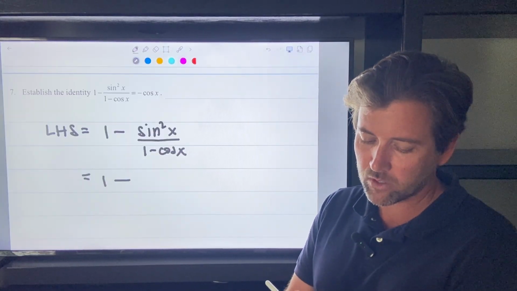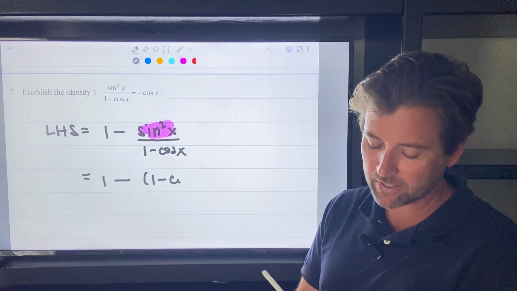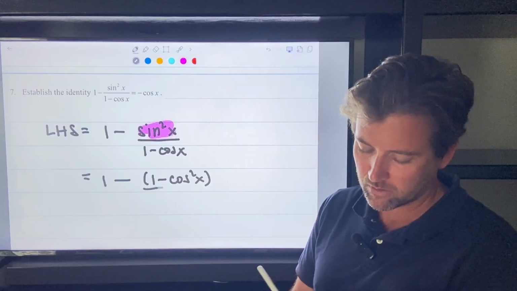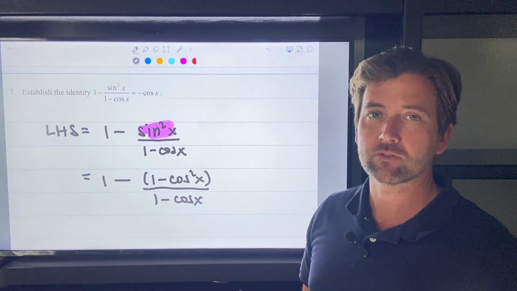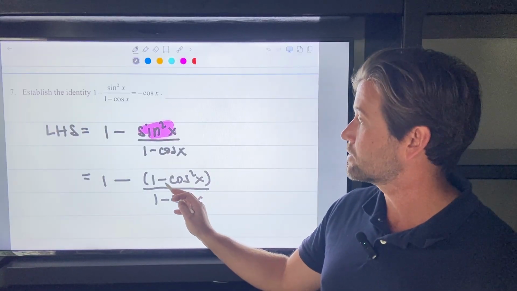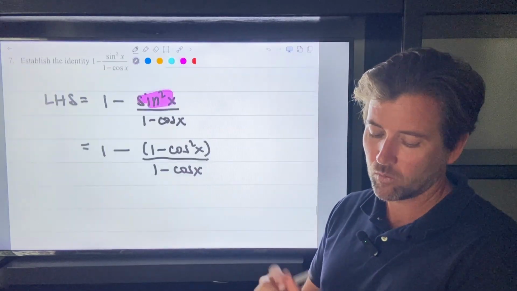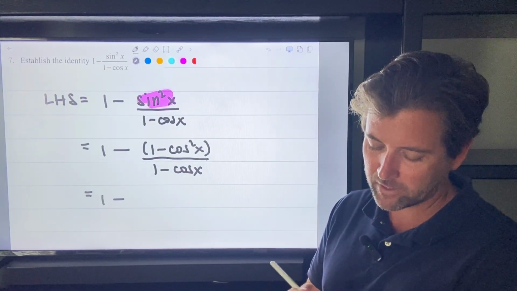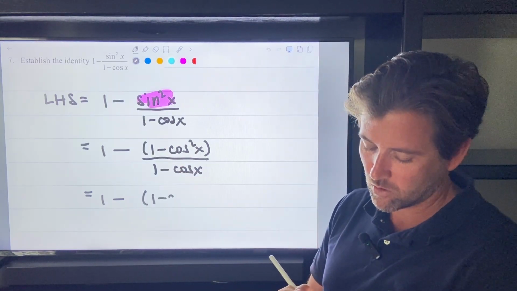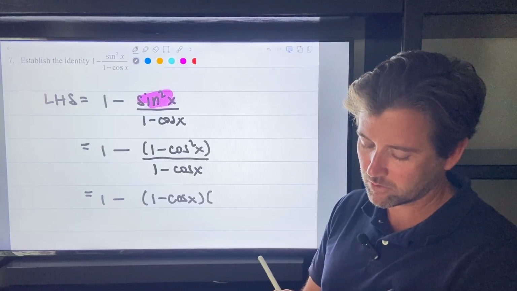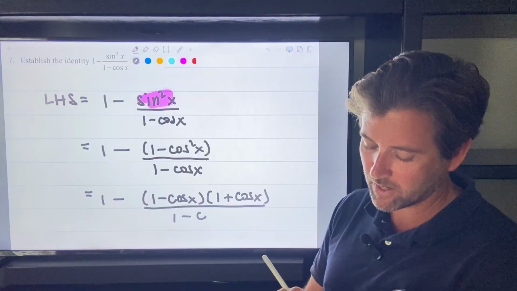You could replace sine squared x with what we had in the previous problem. That's equivalent to 1 minus cosine squared x. Now here's the issue. Some students cancel terms. You can never cancel terms. So terms are separated by addition and subtraction. So you can't cancel the 1s or the cosine of x. What you need to show here is you need to factor. This is the difference of squares. That factors to conjugates. 1 minus cosine of x times 1 plus cosine of x over 1 minus cosine of x.